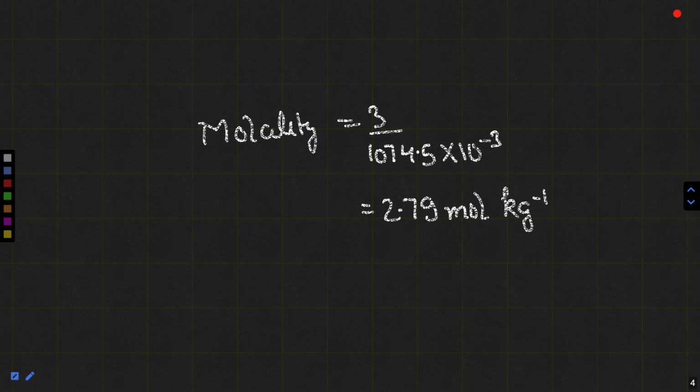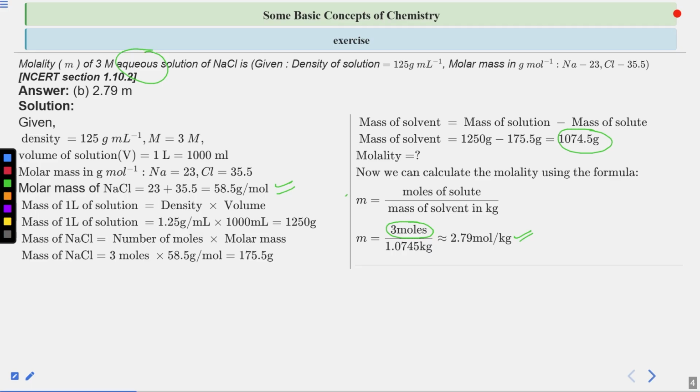Finally, you need the mass of the solvent in kg. So you are multiplying this thing by 10 to the power minus 3 and putting the number of moles on the numerator to get the molality. I guess that now it is clear. Anyone has any doubt in this? Now moving on to the next question.